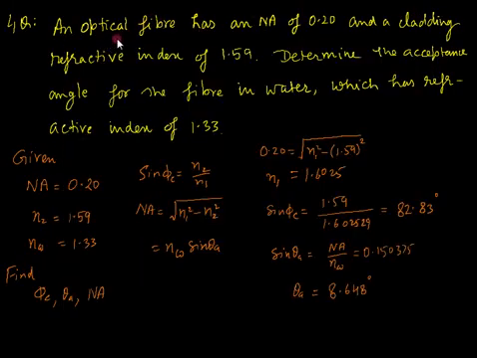This is the fourth question. An optical fiber has a numerical aperture of 0.20 and a cladding refractive index of 1.59. Determine the acceptance angle for the fiber in water, which has a refractive index of 1.33. So what parameters are given? Numerical aperture is given, and n2, the refractive index of the cladding, is given.